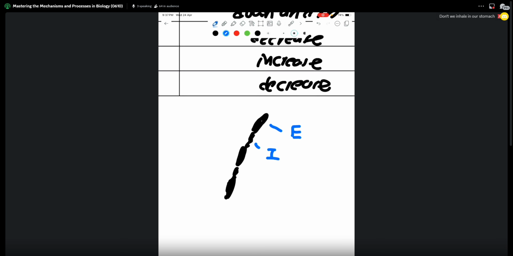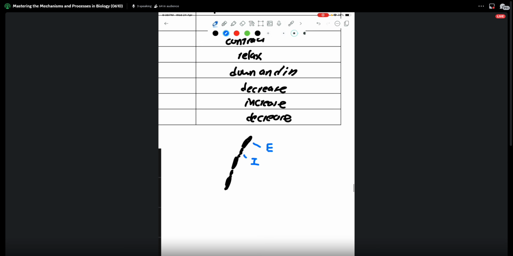Typically, external means it's on the outside basically, and internal is on the inside. So the external intercostal muscle will definitely contract during inhalation. It allows the diaphragm to move up. To move up, the ribs are also up and then out, something like that.